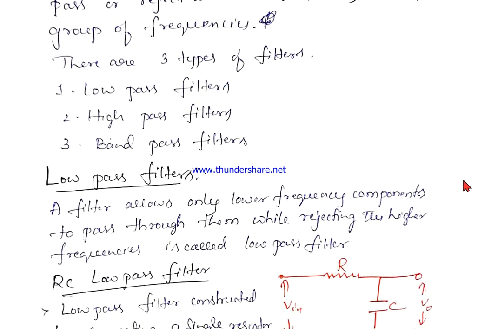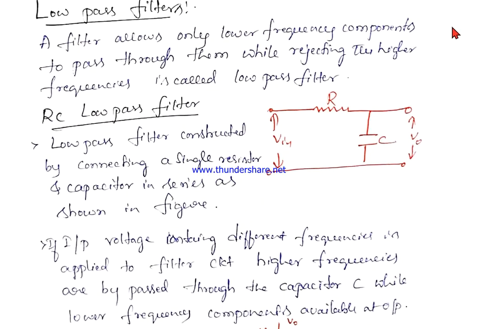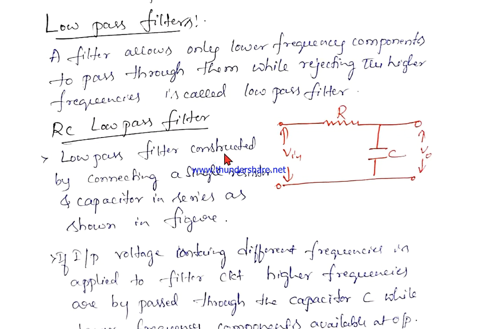So let's discuss the low pass filter. First, the single stage low pass filter. A filter that allows only lower frequency components to pass through while rejecting the higher frequencies is called a low pass filter.